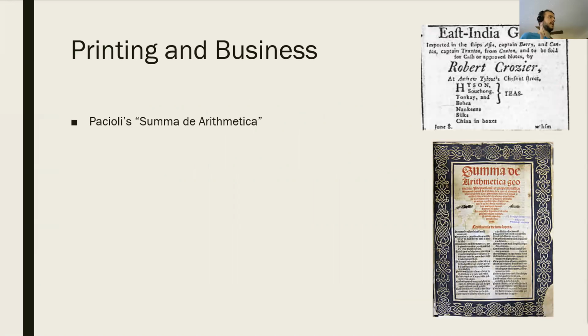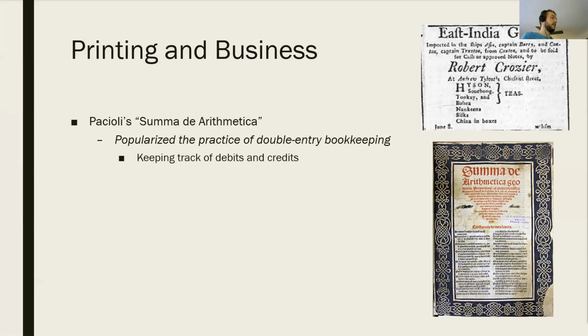So one major advancement of the printing press on business was the development and the spread of the systems of accounting. And one famous document in this area was Summa de Arithmetica, developed by Pacioli. So this was a system that popularized the practice of double entry bookkeeping, namely keeping track of your debits and your credits. And interestingly as well, this was the first publication of the example of the plus and minus system.